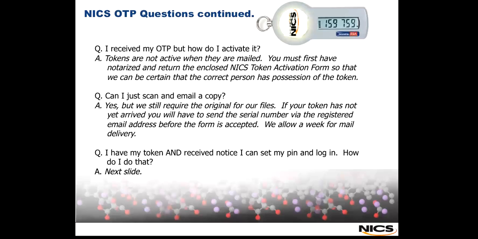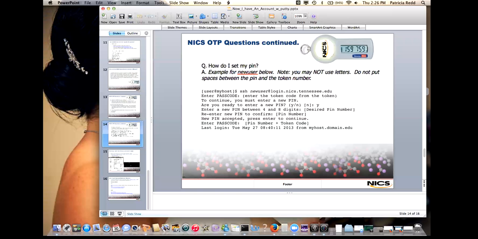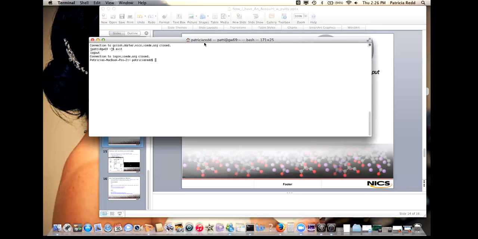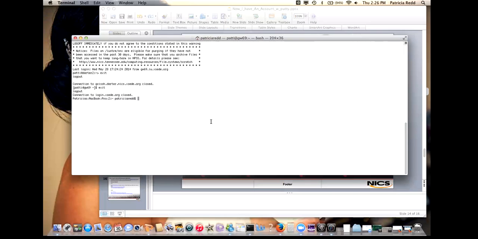Okay, so now you've got your token and it's enabled. How do I use my token? First of all, you have to set a PIN before the token is used. So I will go ahead and demonstrate how to do that. And the login is different if you're using OTP. You will not log into the XSEDE single sign-on hub; you will log directly into the system. So I'll log into Darter by doing an SSH, my username, at darter.nics.utk.edu.